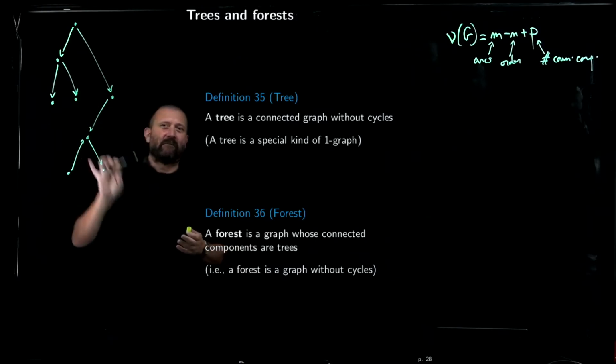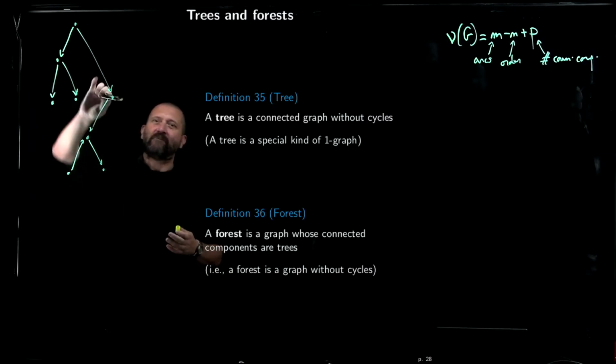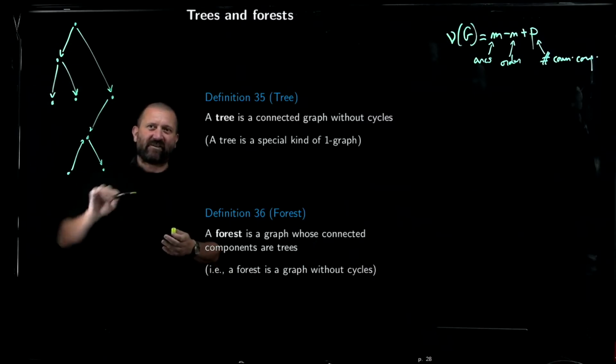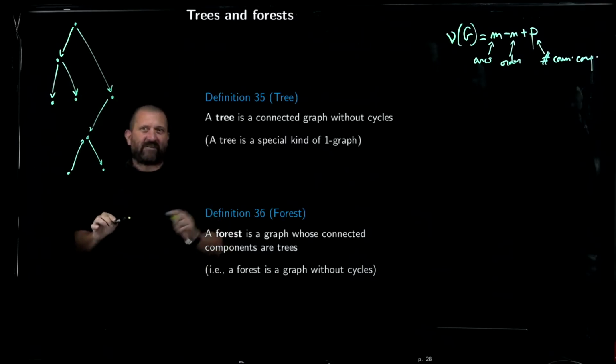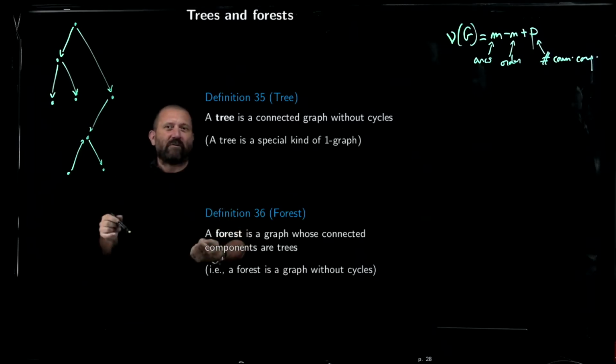Okay? There is a chain from any vertex to any other vertex that joins them. So that's a tree, and then a forest would consist of components that are connected.